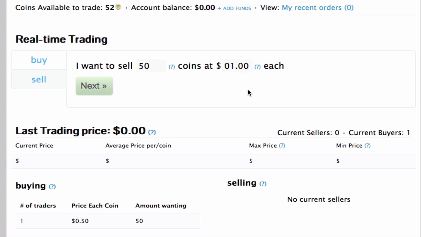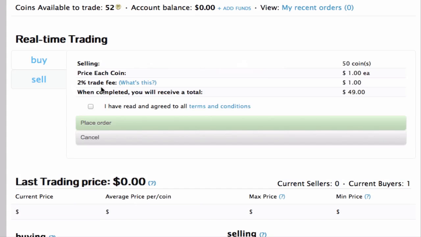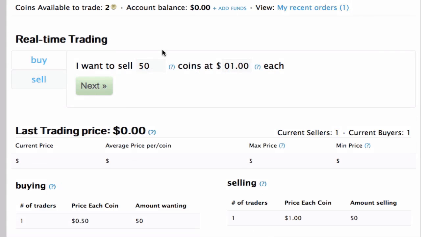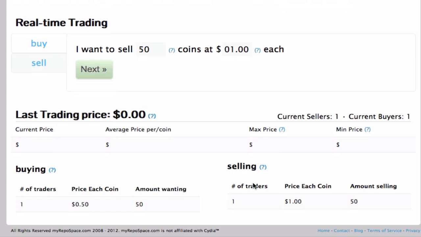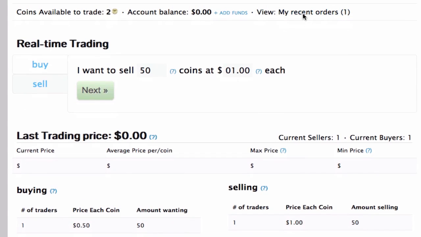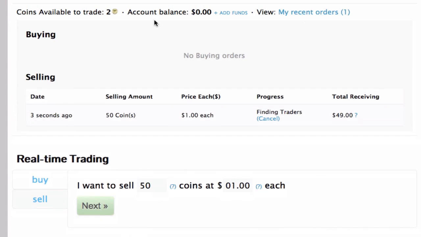So once you go ahead and put your order in and you place your order, it'll come down here and it'll update the page showing that one seller is selling 50 for a dollar. That's me. I can view all my orders here. Currently not buying any, but I am selling. It'll give me when it was put, how many I'm selling, and what price I'm selling them at, and what's the total receiving.